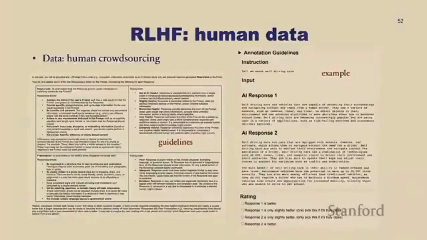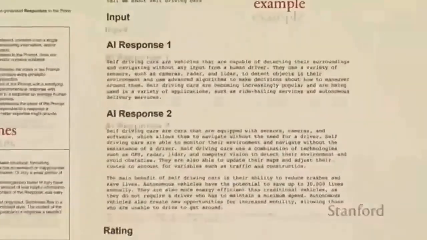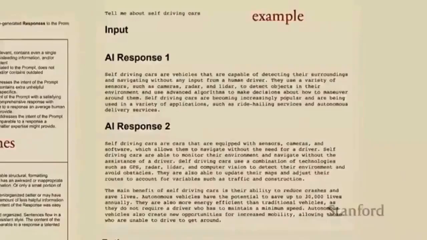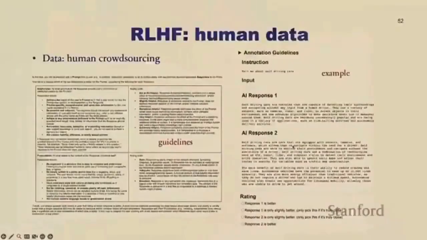Data, the way that you collect that type of data: the first idea is just to use humans, as we already talked about. Guidelines are very complicated for what humans should be labeling, and it's really not that easy. If you ever do some of the labeling, you will see that it's extremely complicated. If I zoom into this, here I have a question: tell me about self-driving cars. You read both. Self-driving cars are vehicles that are capable of detecting their surroundings, blah, blah, blah. Self-driving cars are cars that are equipped with sensors, blah, blah, blah, to navigate without the need for a driver. Both seem okay. Which one is better? It's actually hard to say at a glance.